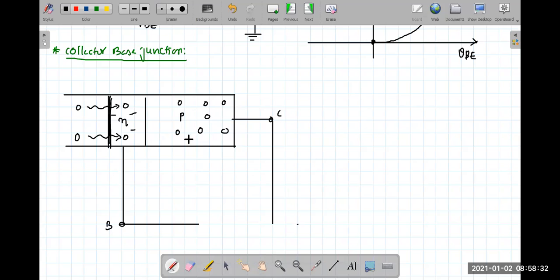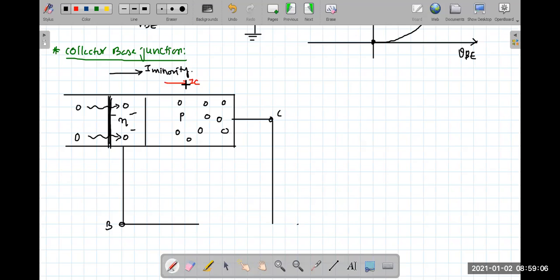What do you want? We want all these incoming holes to enter into the P region. That means we want the current to be in this manner. Now, here we want holes to enter into the P region. That means, are they majority current or minority current? We want the minority current to flow.